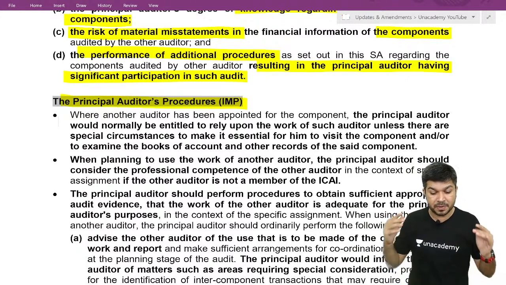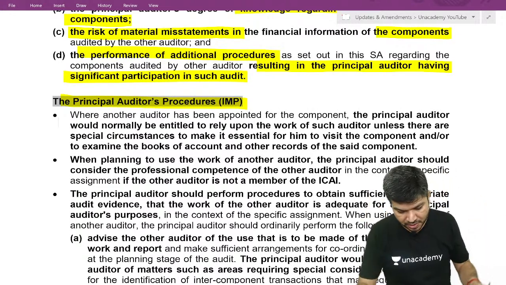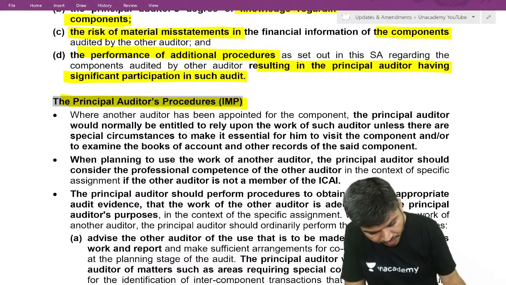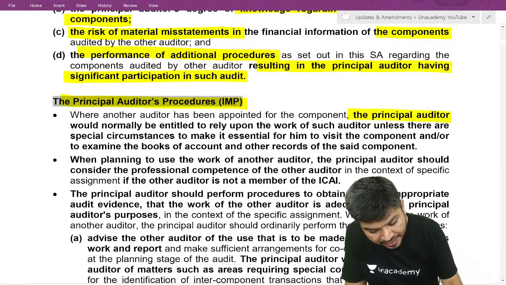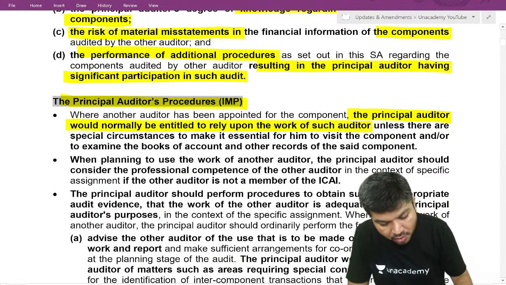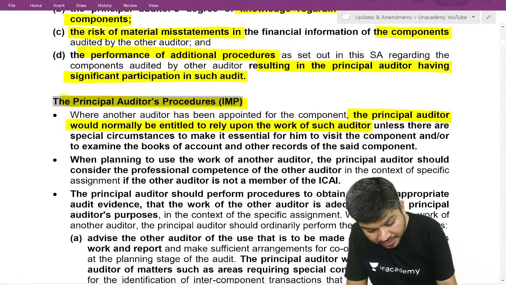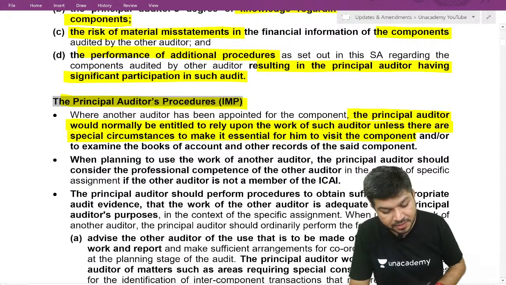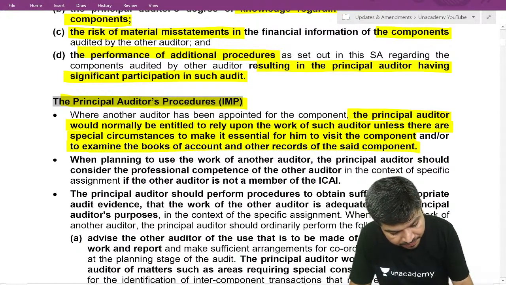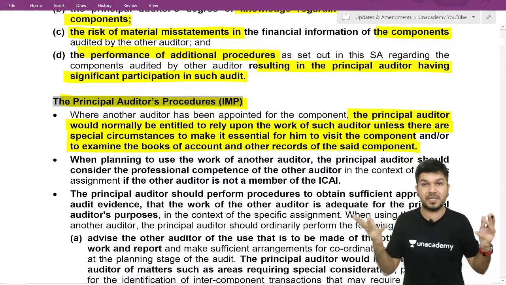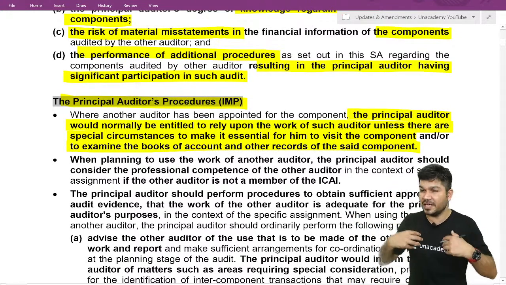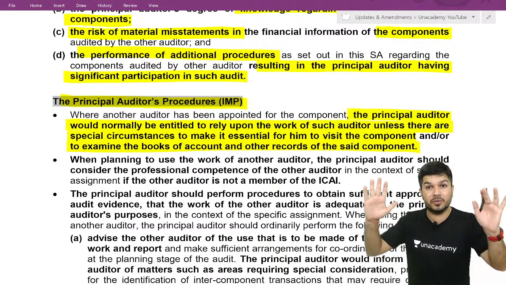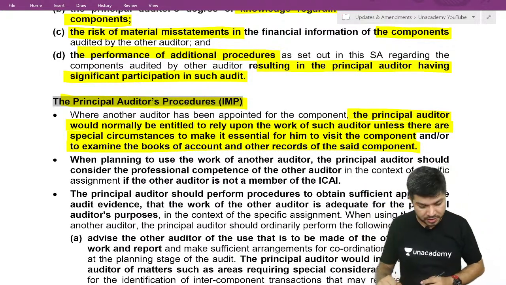So what are the principal auditor's procedures? See, you will normally be entitled to rely upon the work of the branch auditor unless there are circumstances which make it essential for him to visit the branches or examine the books himself. Unless there are special circumstances where I should visit or check it myself, then you do it. Otherwise, you are entitled to rely on the work performed by the branch auditor.